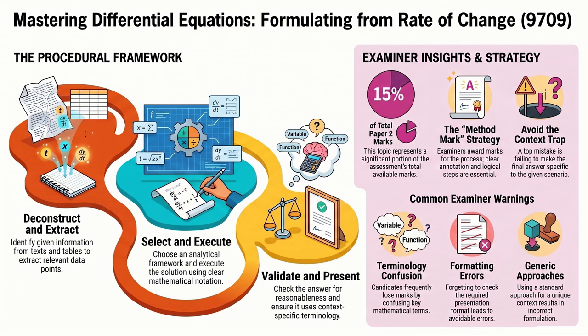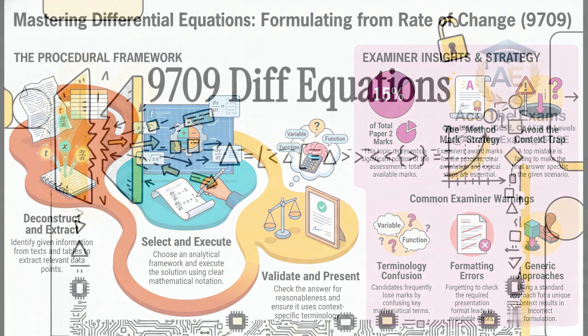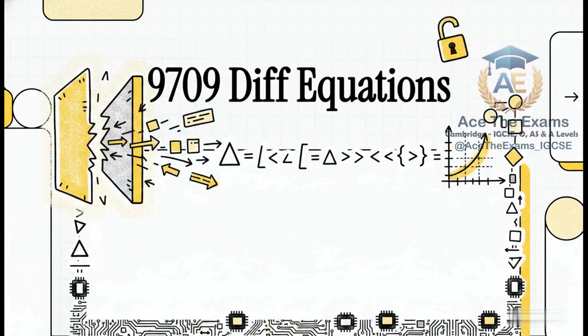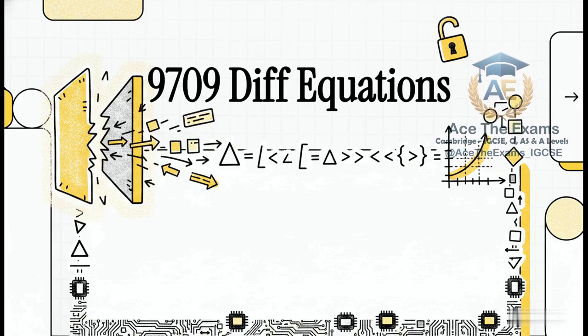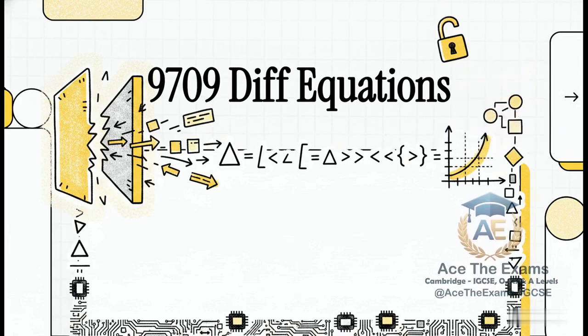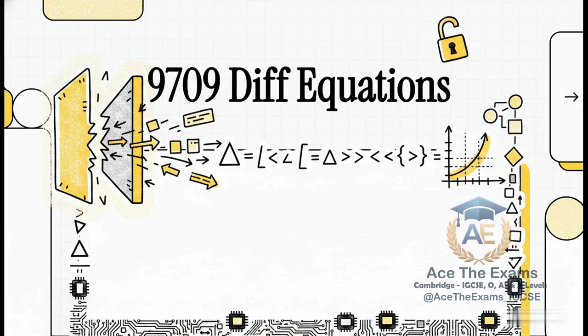All right, welcome everyone to the Explainer Hackathon. I'm your lead dev for today, and we are going straight after a very specific, incredibly high-tariff mainframe. We're talking about formulating differential equations from rates of change, specifically for the Cambridge AS and A-Level Mathematics 9709 syllabus.